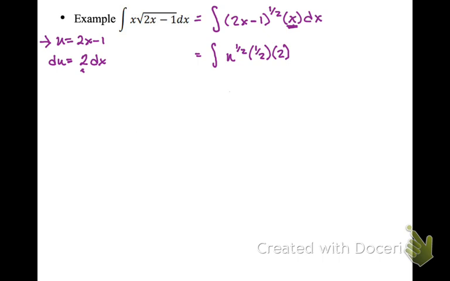So how would you solve that for x? You would add 1 and divide by 2, correct? So x would equal u plus 1 over 2. Would that allow us to change x into u? Yes. So I have u to the 1/2, took care of this, yes? 1/2 times 2 took care of this and the dx, correct? Okay, but the last problem we didn't have an extra x.